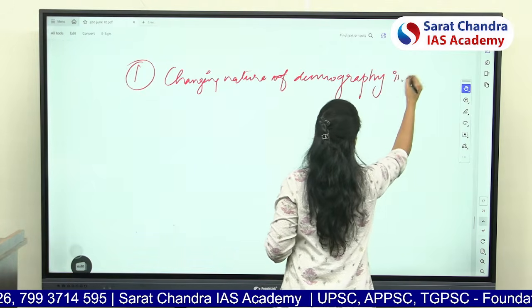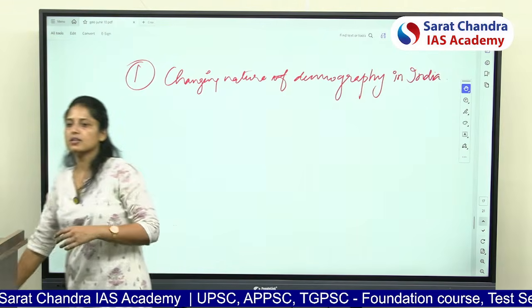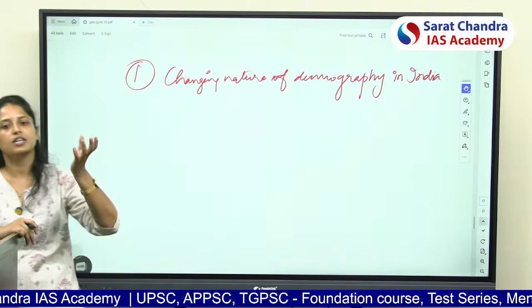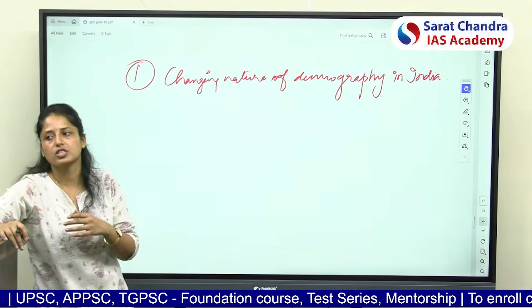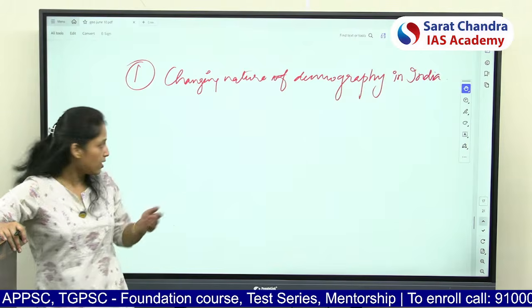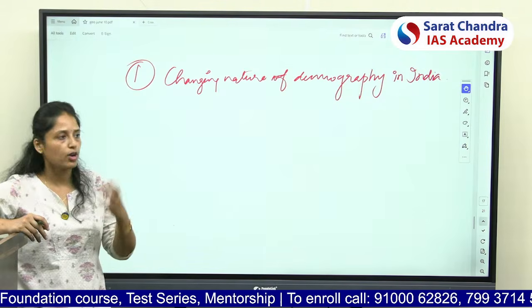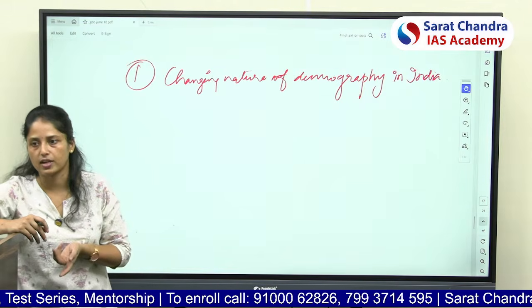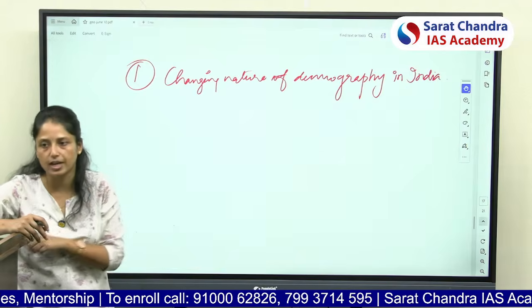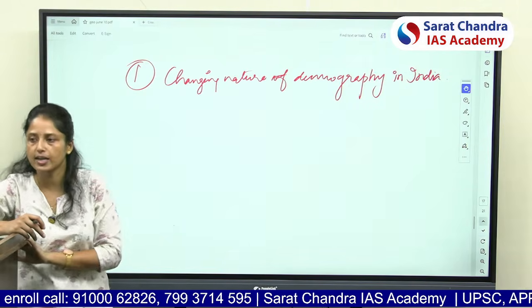Changing nature means, earlier, what percentage of population was in the working force, and now what percentage of population is in the old age. Or a second type of question can be asked, that since more and more population is aging in India, what will be the implications of that. So this you can relate to Indian society also. So here basically you have to prepare the changing nature of demography in India.